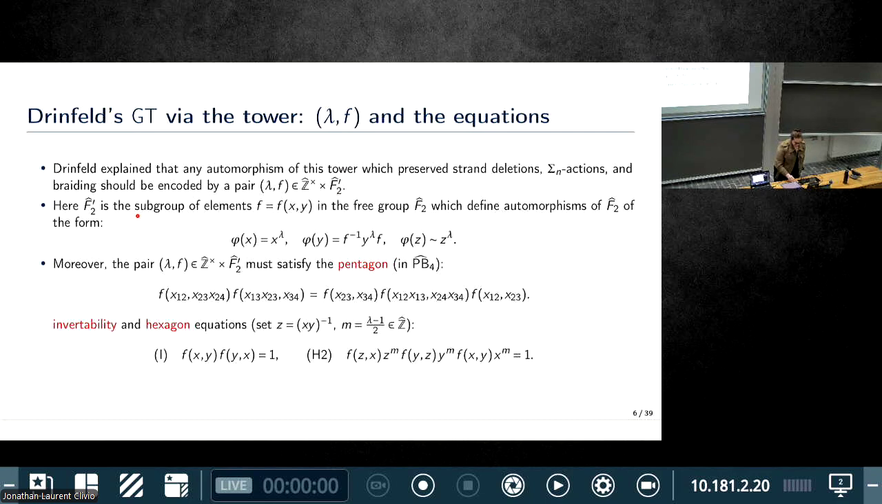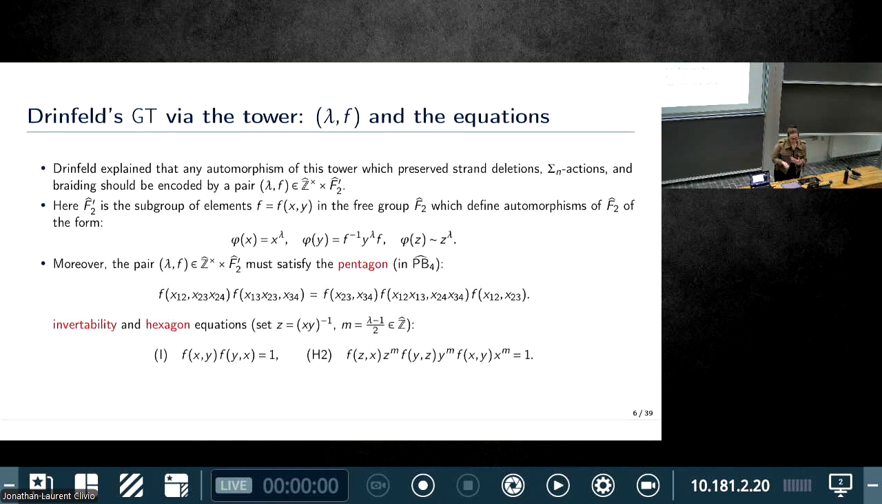Well, this thing is precisely the subgroup of elements, words, possibly infinite words in X and Y, which define automorphisms of F2, and this formula was put up here for a reason, so it looks the same. Any word here would define an automorphism where I take X to the lambda, Y to conjugation by F, and Z, which is XY inverse, to something conjugate to Z to the lambda. So it's exactly Bailey's action.